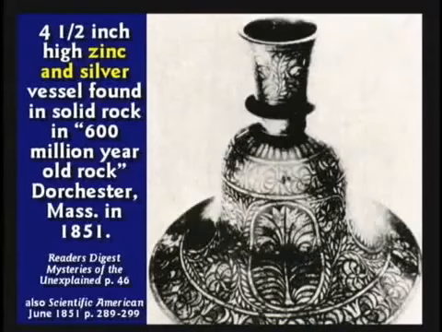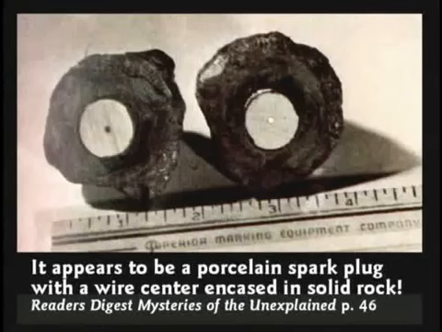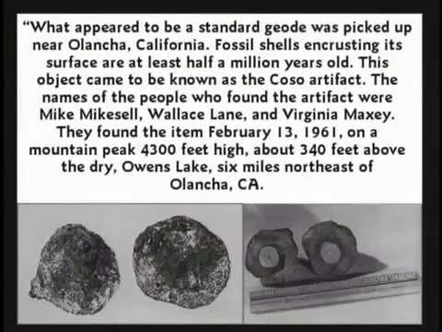This zinc and silver vessel was found in solid rock, supposed to be 600 million years old. No, this is pre-flood, not pre-Cambrian. What appears to be a spark plug was found encased in solid rock. This was in California, from Reader's Digest, Mysteries Unexplained. In Olancha, California, in Owens Lake, they found what looked like a geode. When they broke it open, it looked like a spark plug inside. So they x-rayed it.